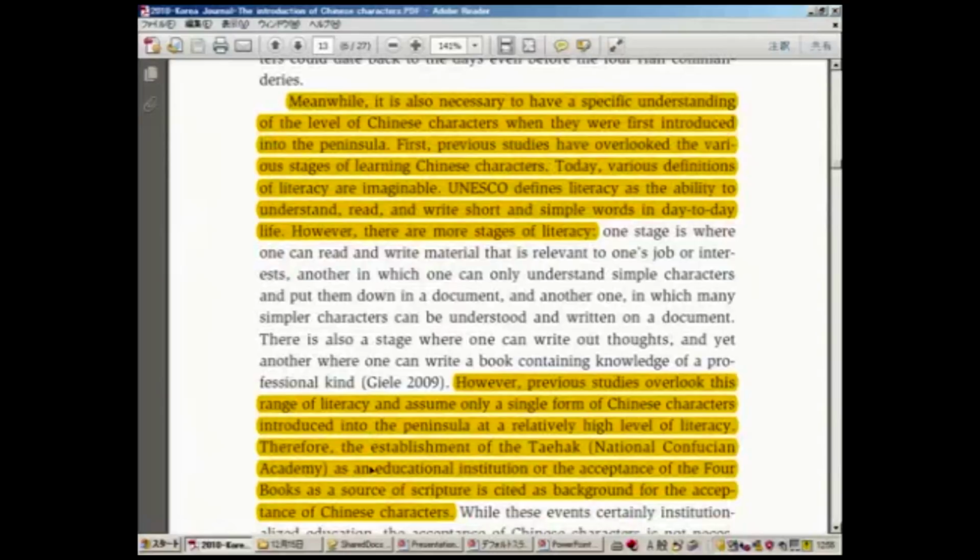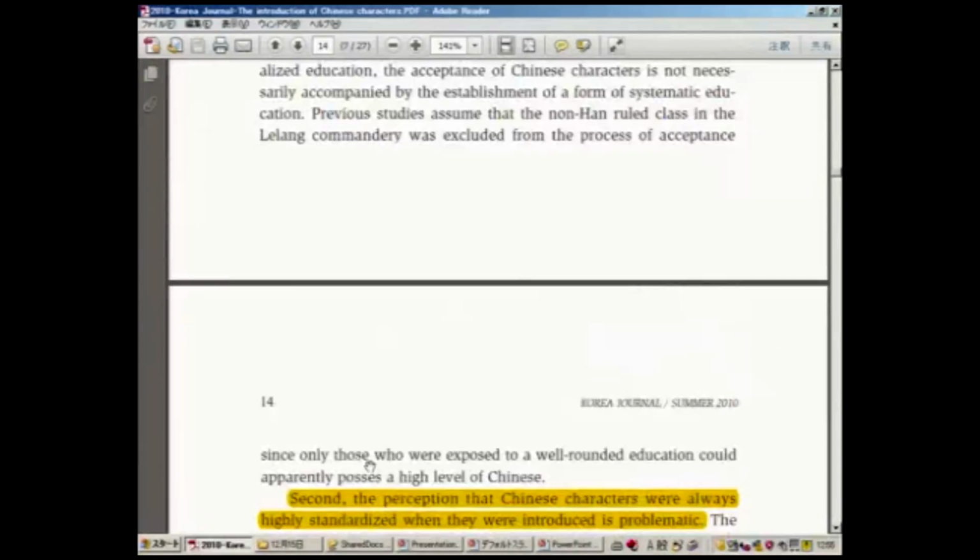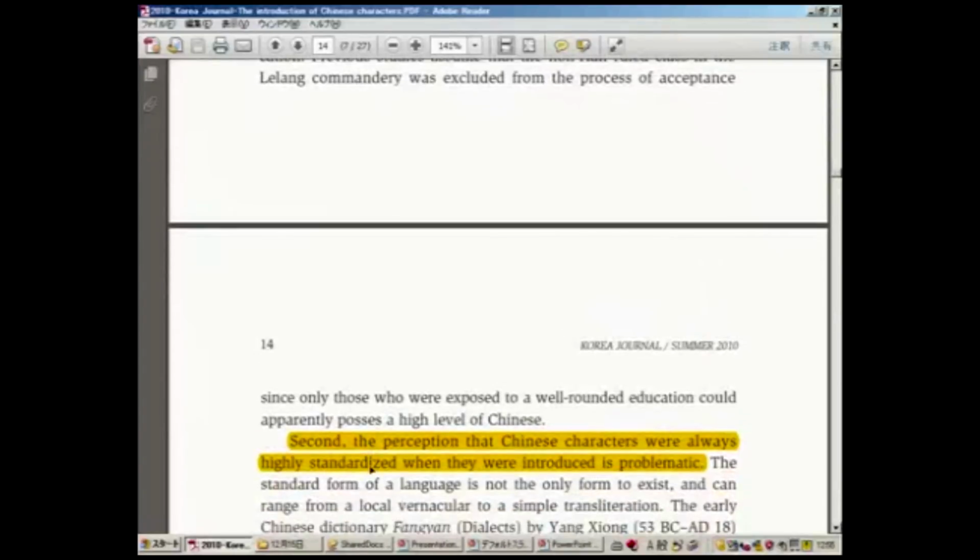So the lowest one can be included in the category of literacy. However, the previous studies overlook this range of literacy and assume only a single form of Chinese characters introduced into Peninsula at a relatively high level of literacy. So, for example, the establishment of the Taixue, this very highest education school, as a National Confucian Academy, as an educational institution, or the acceptance of the four books, 四书. If these things are installed, or these things happen to be found in the peninsula, then we may say the Chinese characters were introduced. But I think it's a problem.